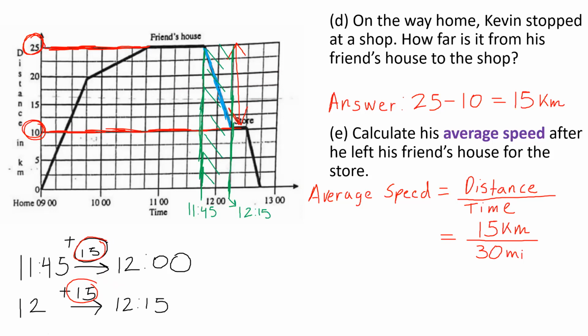Now remember I taught you all that we do not do it as minutes, right? We do it as an hour. So what is 30 minutes in terms of an hour? Half an hour. Very good. 30 minutes is half an hour.